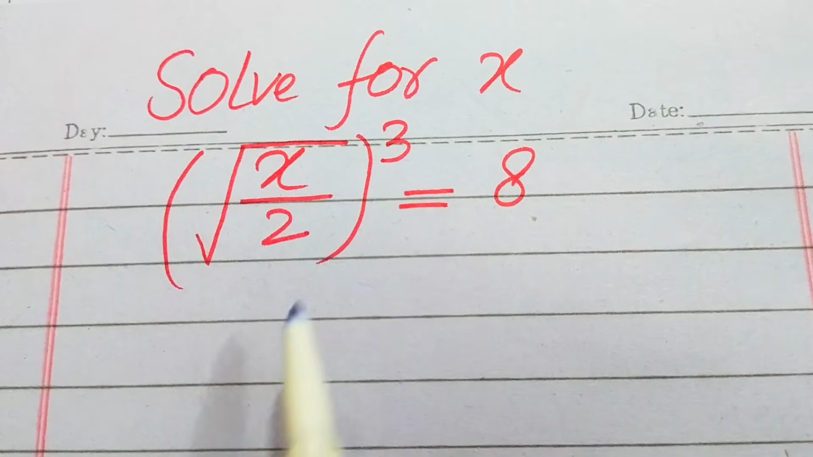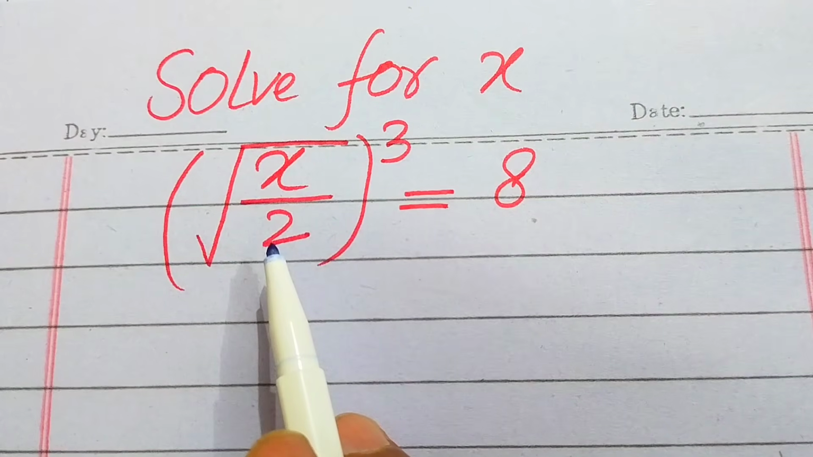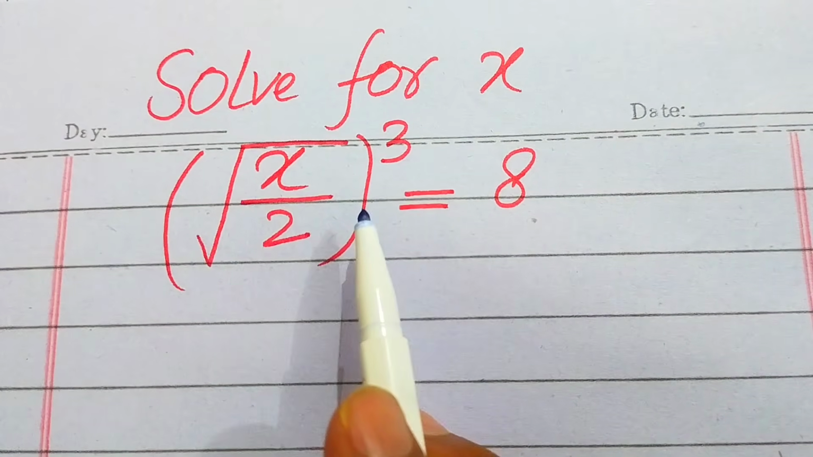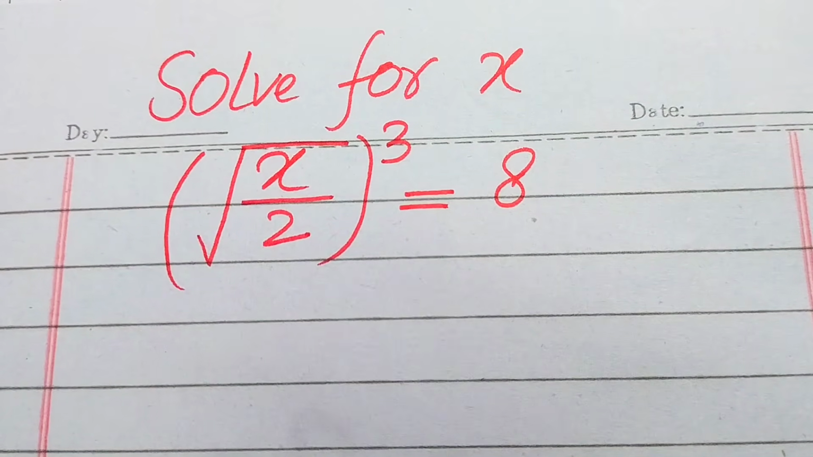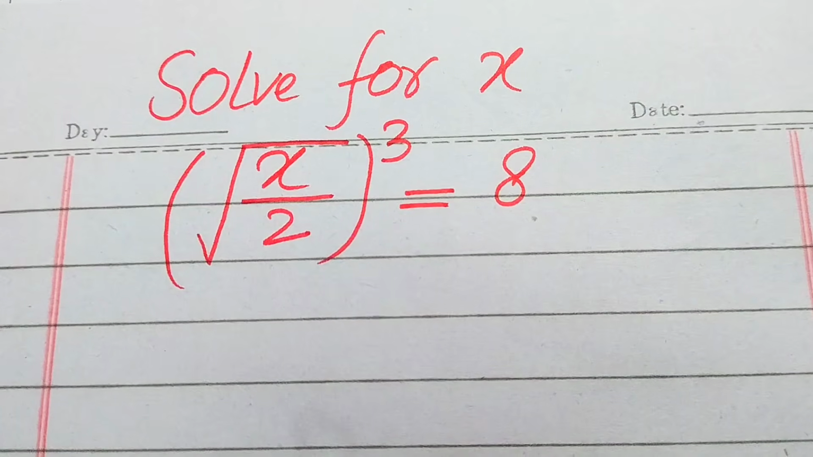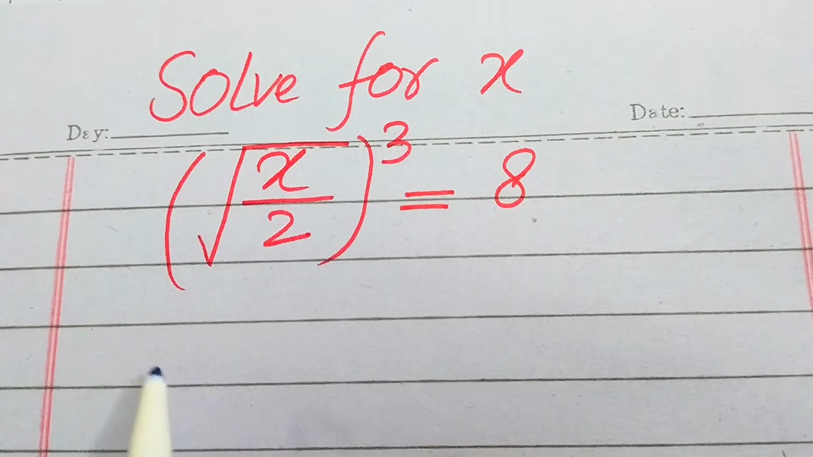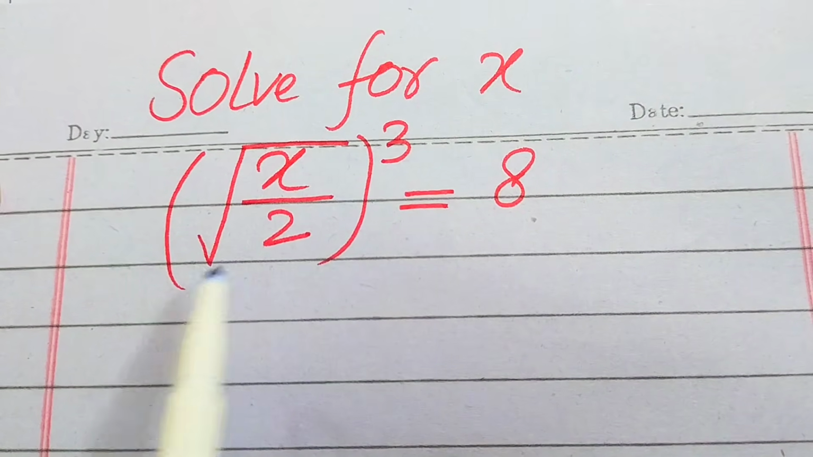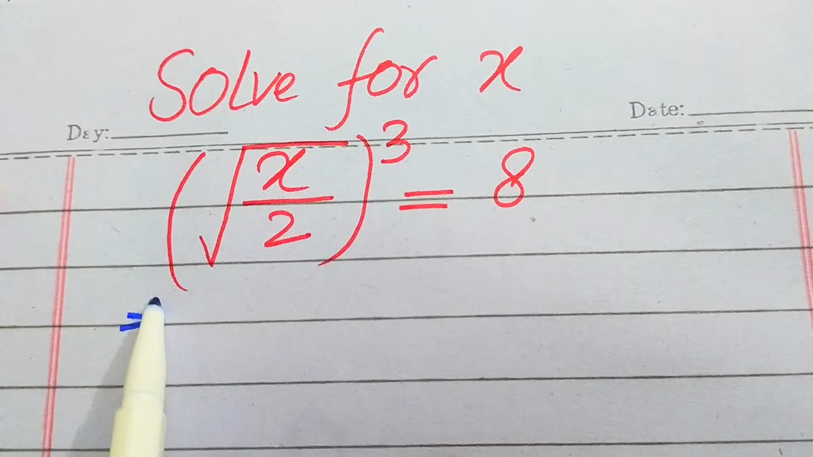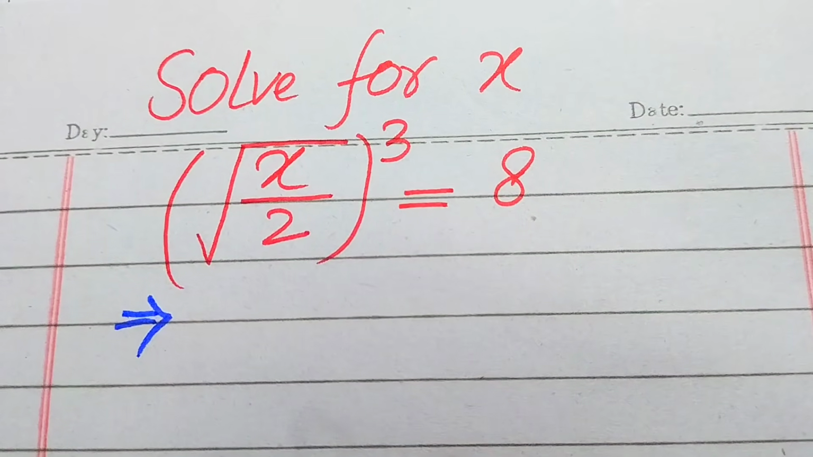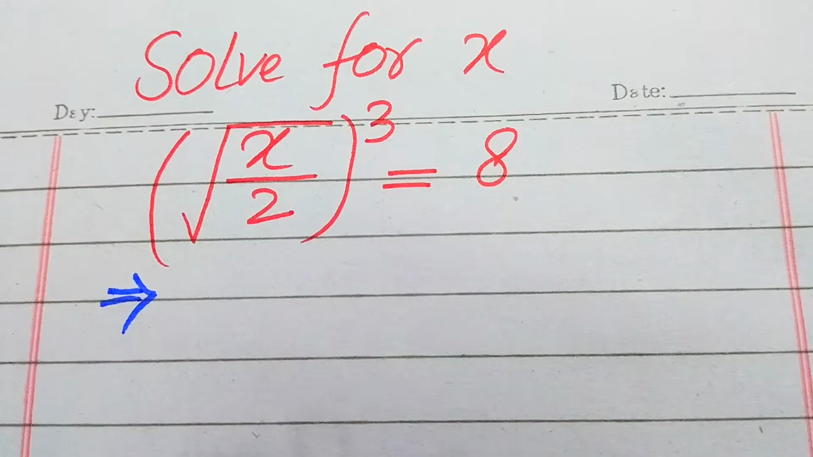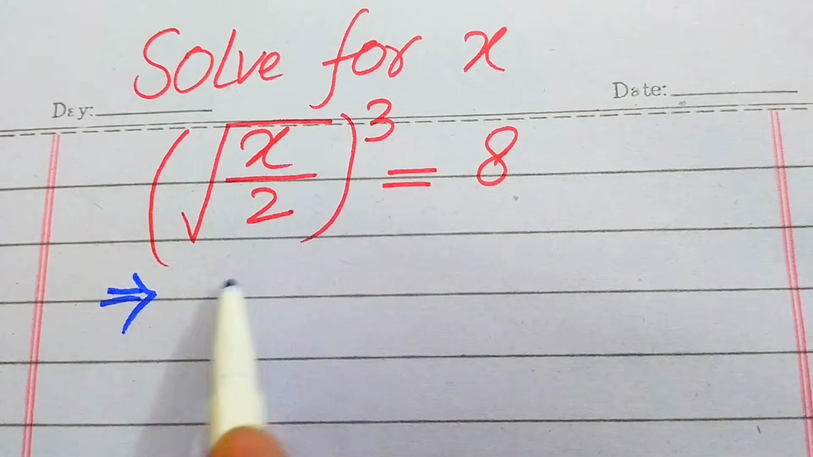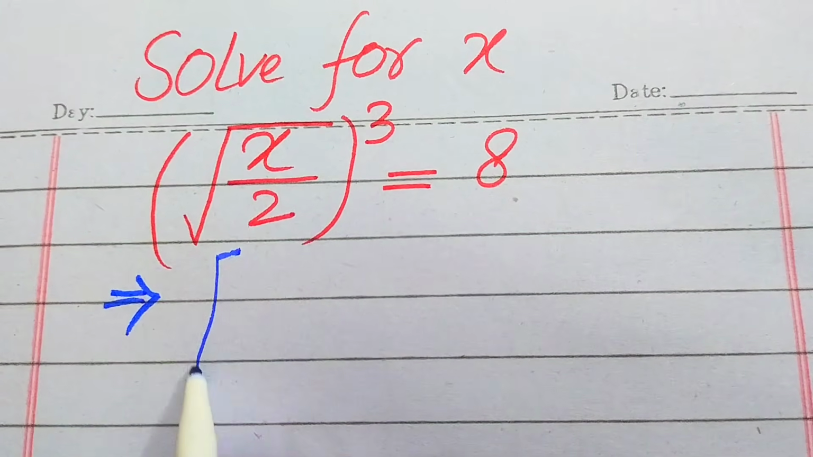So here we have (square root of x divided by 2) whole cubed equals 8, and we solve this problem for all the values of x. First we need to remove this square root sign, and for removing it we apply squaring on both sides. And when we take the square, it will be written in this form.